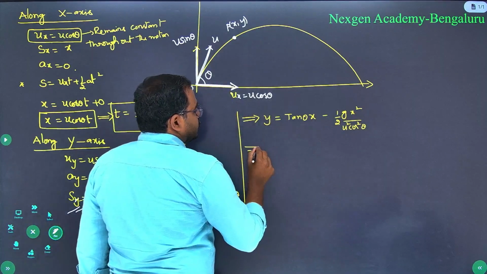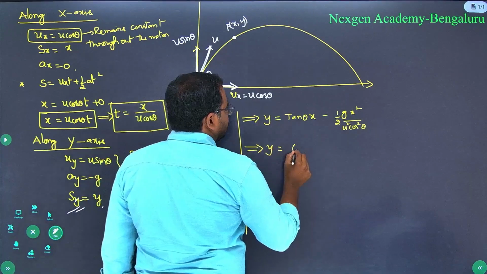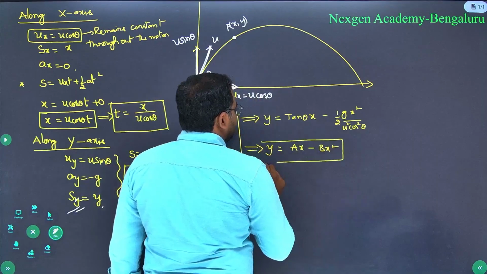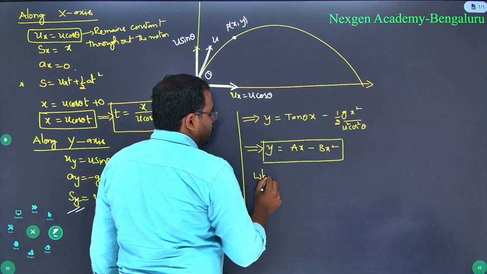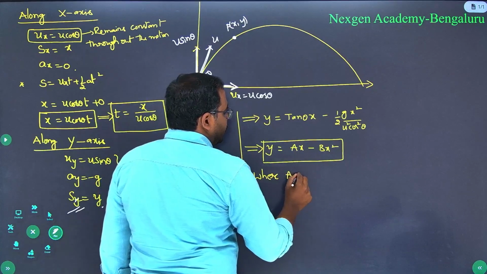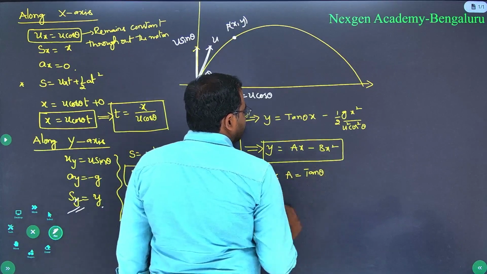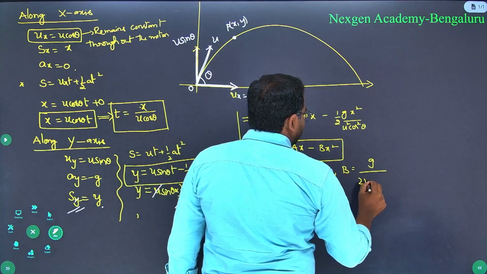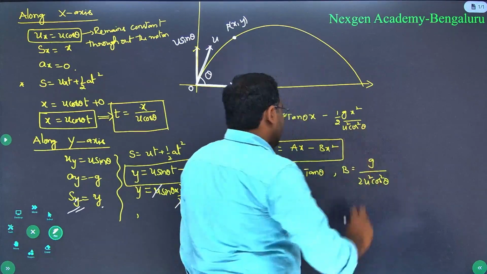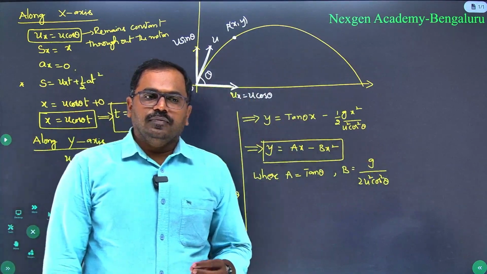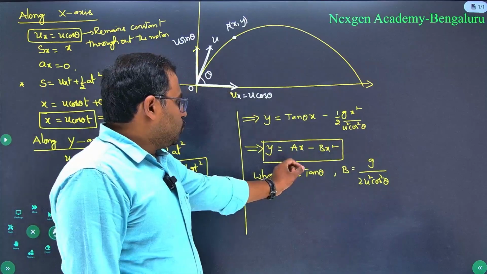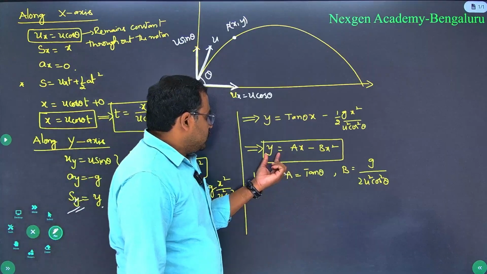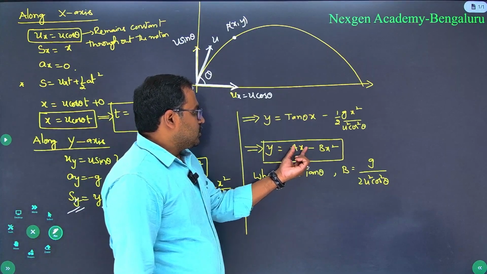This can also be written as y is equal to Ax minus Bx square. Here you may ask, sir, what are A and B? Where A is equal to tan theta, and B is equal to g by 2 u square cos square theta. So these are the two constants we are assuming. If you substitute these two constants, the displacement is y equal to Ax minus Bx square.